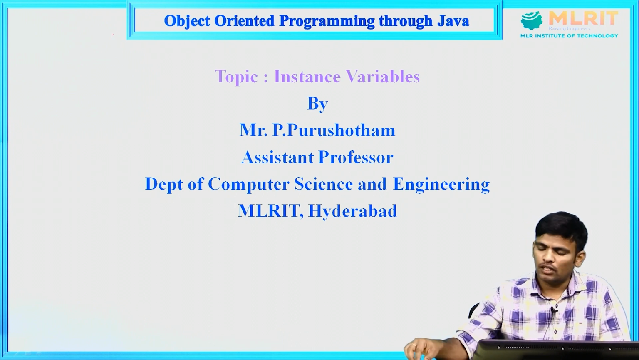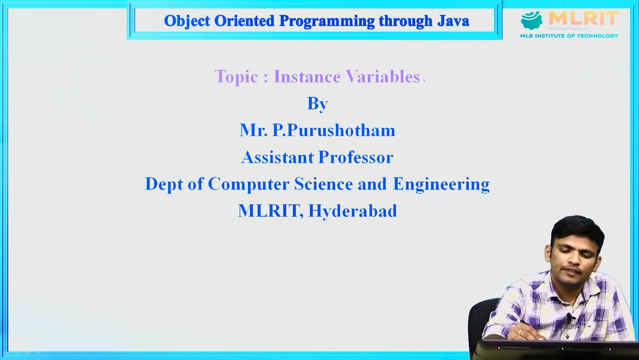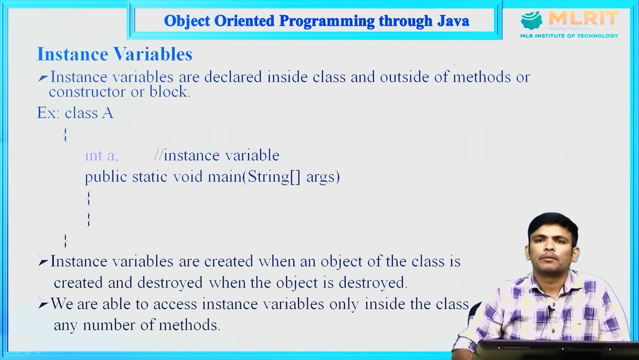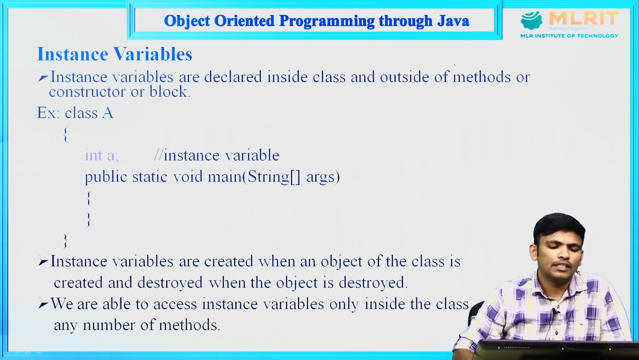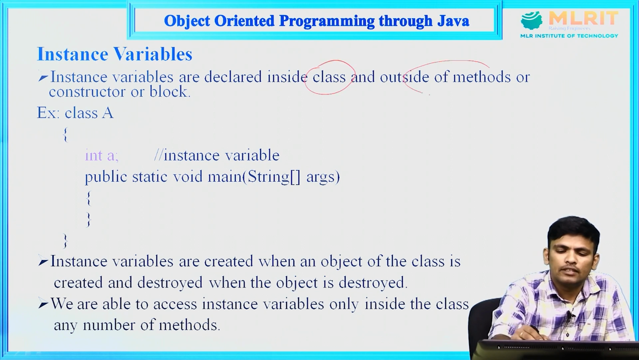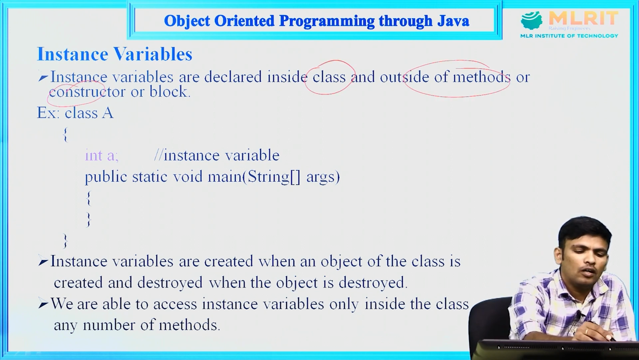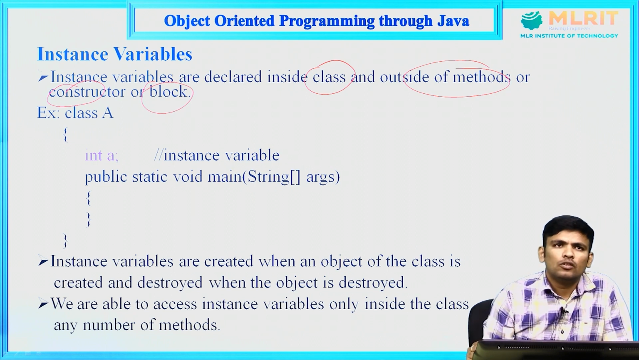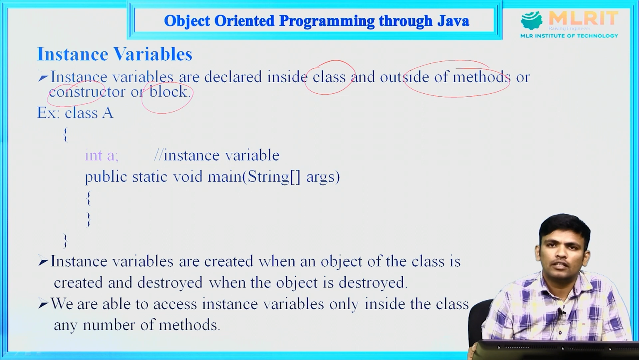In this session, I am going to talk about instance variables. So what is an instance variable? An instance variable is a variable which is declared inside a class, outside of the methods, constructors, or blocks. So if you are declaring any variable inside a class directly and outside of the method, then we call it an instance variable.